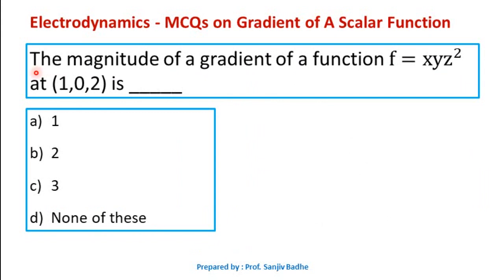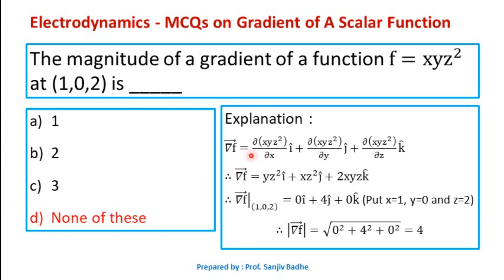Next one, the magnitude of a gradient of a function f is equal to xyz square at 1, 0, 2 is, the options are 1, 2, 3 and none of these. Here we will have to find the gradient of this scalar function xyz square. To find the gradient, we will make del operator to act on this scalar function. So gradient of f is equal to del f by del x i cap plus del f by del y j cap plus del f by del z k cap. Here f is equal to xyz square.